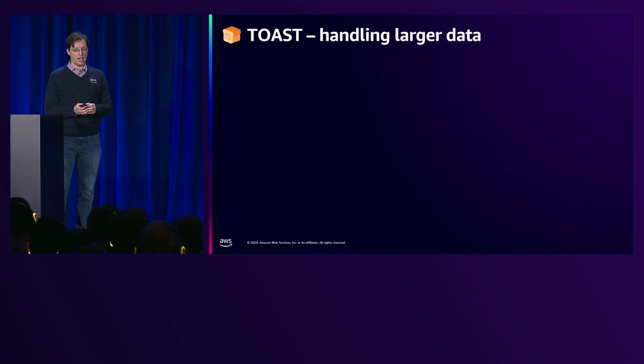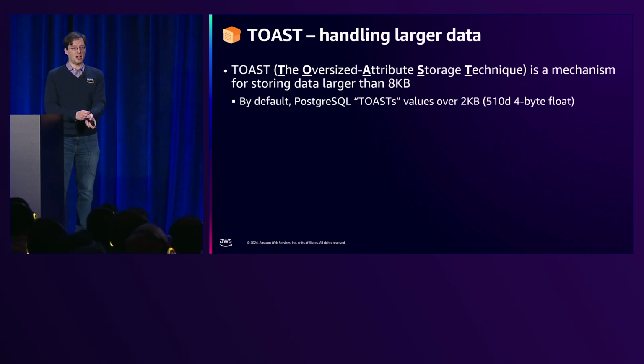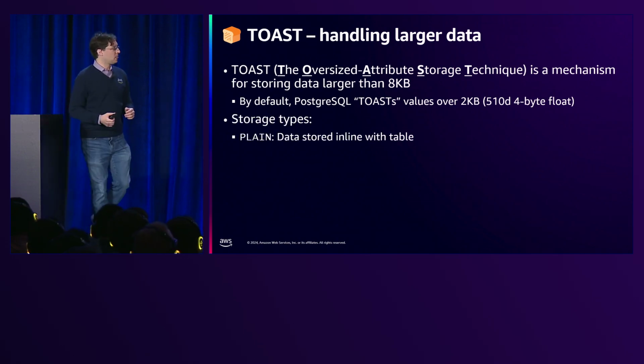And there's a system to do that called Toast. Toast is a system that lets you store oversized data. So the idea is that once you're beyond a certain threshold, Postgres is able to store that data in basically a separate table, as we're going to see. And there's a few different ways of doing that.